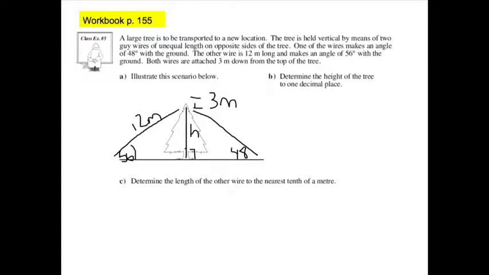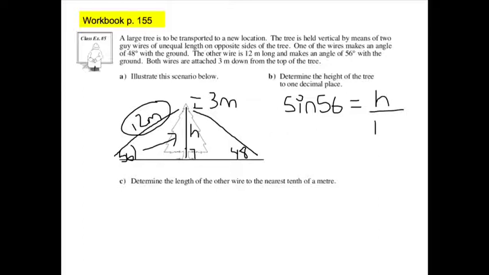Okay, so that normally will be your opposite of your 56 degree angle, and you've got your hypotenuse, which is 12. So opposite over hypotenuse, this is going to be sine. So it's going to be sine 56 is equal to your opposite, which I called h for height of the tree, over your hypotenuse, which is 12. So you're going to multiply those two together, and what you're going to get is 9.9.